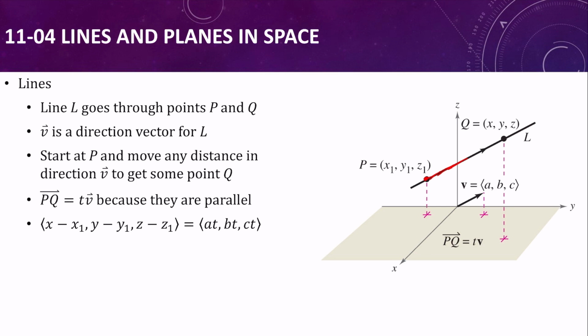To find vector PQ, it's just Q, x, y, z, minus the point P, x1, y1, z1. And then the tV, we just distribute the t through the A, B, and C. This is known as the general form.